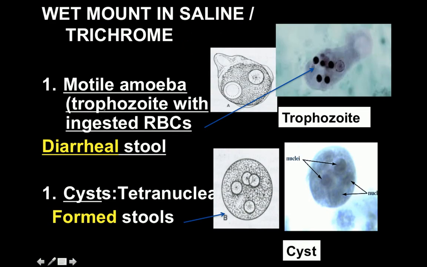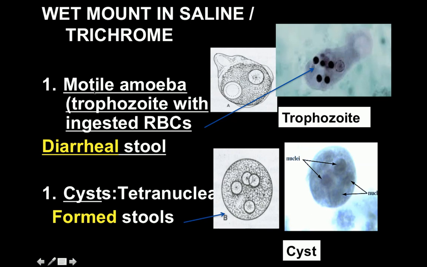This slide is showing you the wet mount, which is in saline, or where we are using the trichome stain. The slides are very easily prepared. When you get the stool specimen in the lab, you take a drop of saline on a slide, add a loopful of the stool specimen, mix the two together, and observe it under the microscope. If you want to stain the slide, you put a drop of trichome stain, and again you are going to see these dark inclusions. The slide becomes colored, and you see these dark inclusions which are the RBCs.